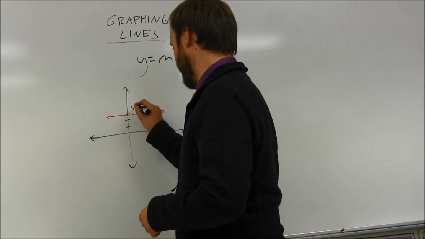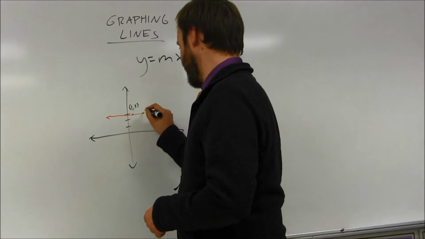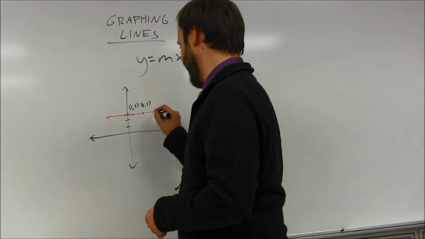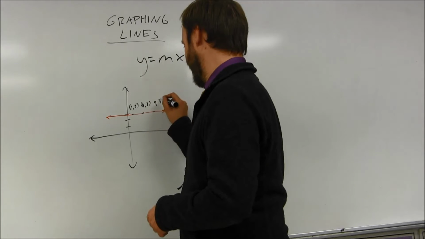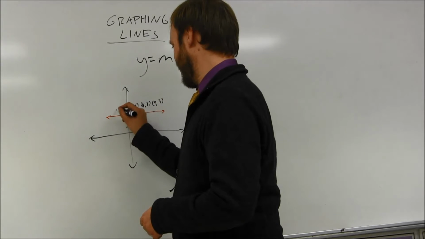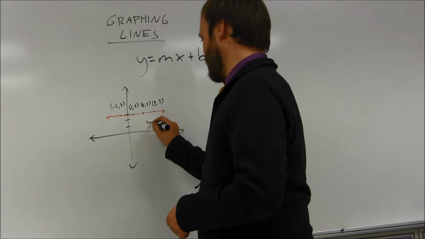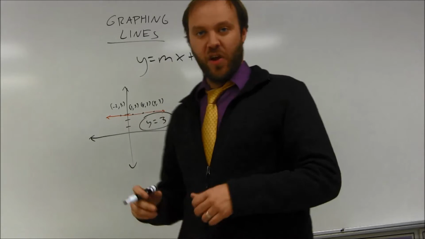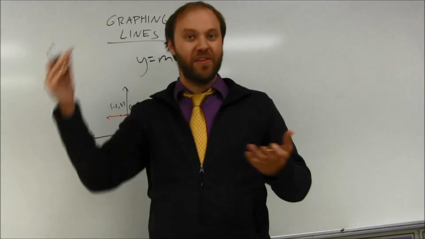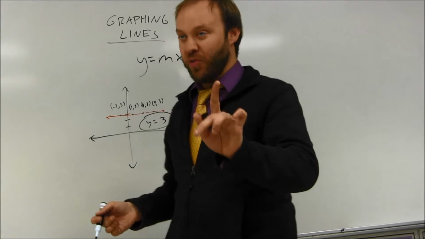And maybe that's the point 1, 3. And that's the point 4, 3. And that's the point 9, 3. And this is the point negative 2, 3. But we always have y-coordinates of 3. So horizontal lines have the equation y equals whatever the y-intercept is. And by the way, notice something.